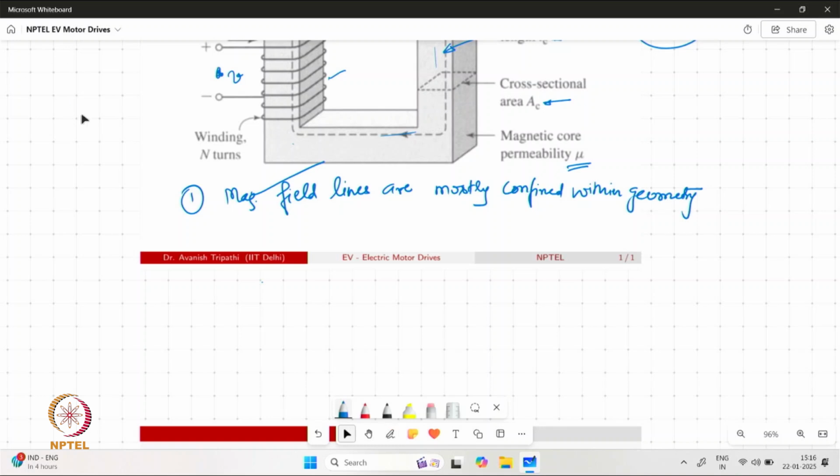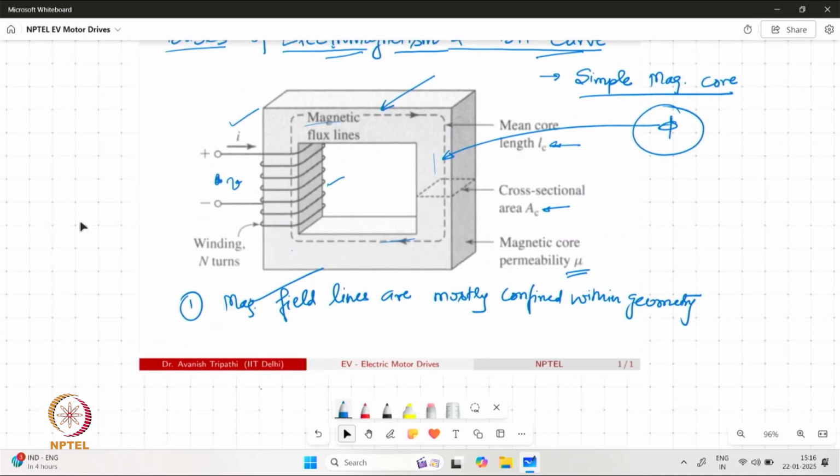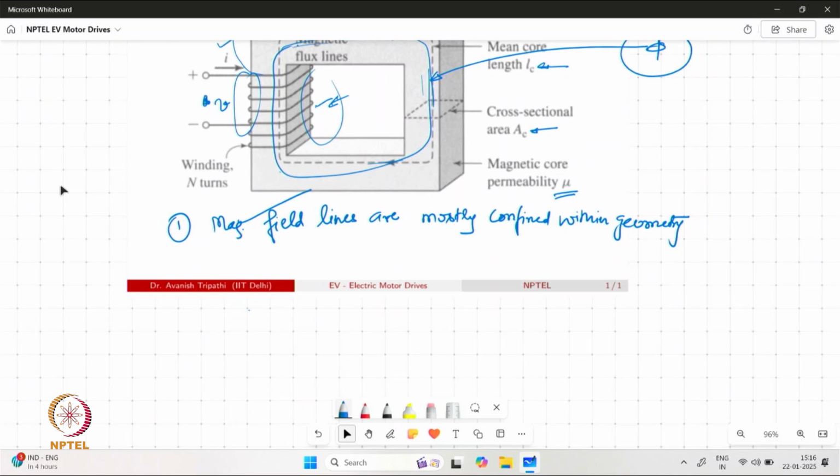When we are talking about the core, the field lines are more or less confined within the core itself, which means that field lines going out of this core and out of this magnetic circuit are negligible or in a very small quantity. The second assumption is that the cross-sectional area, which is represented as AC over here, is uniform.